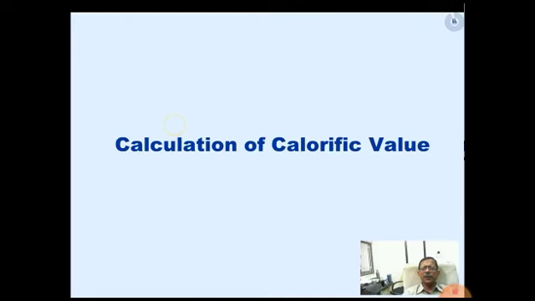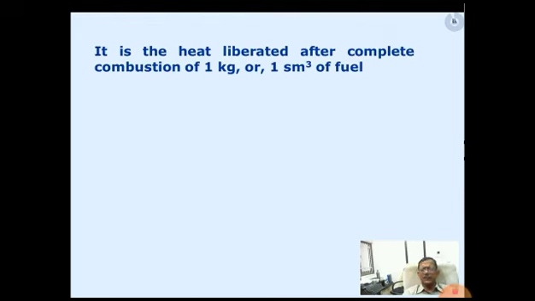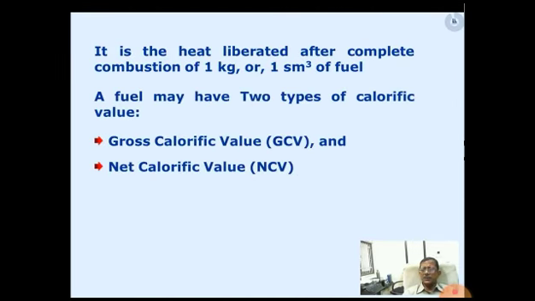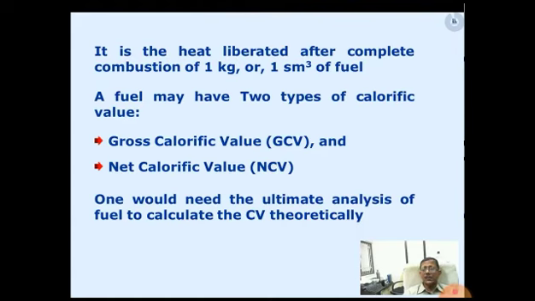Now, calculation of calorific value: the first thing is what calorific value is. It is the heat released by complete combustion, as I told you earlier, of 1 kg of fuel in case of solid and liquid fuel, or 1 nm cube or sm cube of fuel in case of gaseous fuel. Again, this calorific value is basically of two types. One is the GCV, gross calorific value. The other is the NCV, the net calorific value. So now we are going to see how to calculate the GCV and NCV. But for this calculation, what you need is the ultimate analysis of the fuel, right? Then you can theoretically calculate the GCV and NCV.